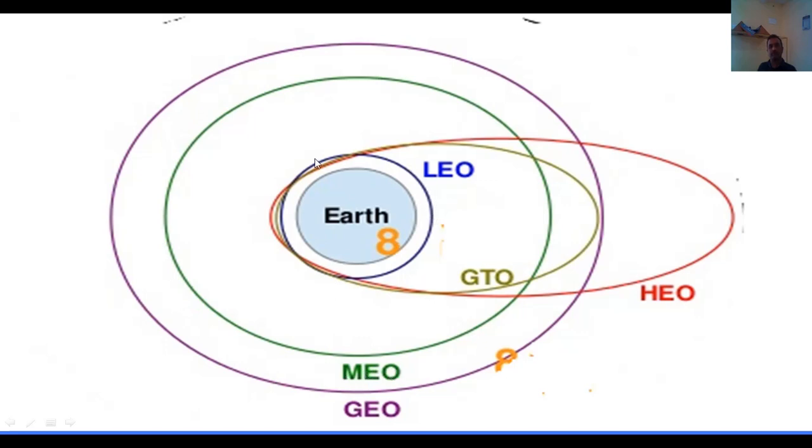Low Earth orbit is nearer to the Earth's surface. This is the LEO. This green indicates the MEO, medium Earth orbit. Then geostationary orbit, and this red indicates HEO, highly elliptical orbit. This is elliptical. That is why, if you see this, red is not a circular path, it is some elliptical path. That is why this is the highly elliptical path.